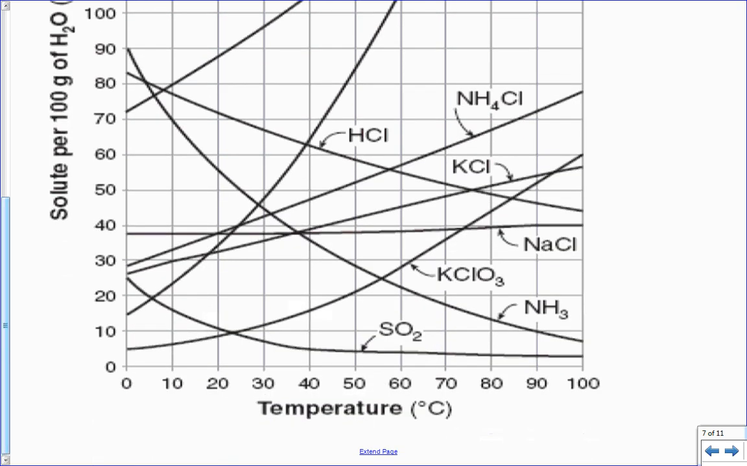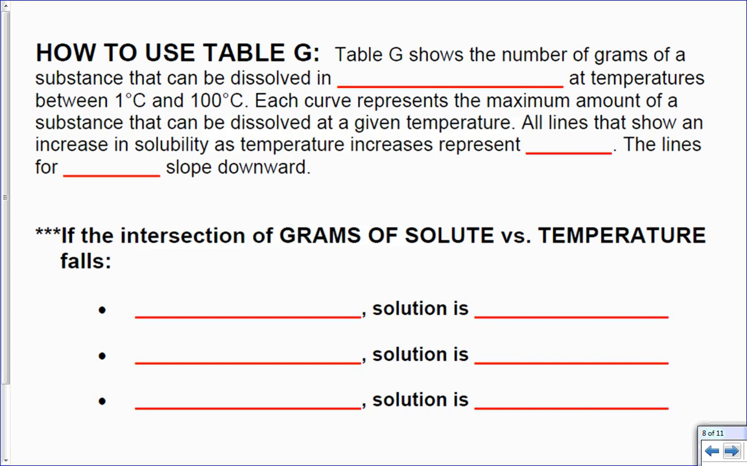It looks kind of complicated, but we will go through it quickly so you can understand how to use it. Table G shows us the number of grams of substance that can dissolve in specifically 100 grams of water. That's important because a lot of the questions are going to be like, what if we use 50 grams of water? Then you have to take that number of grams that can be dissolved and divide it by 2.